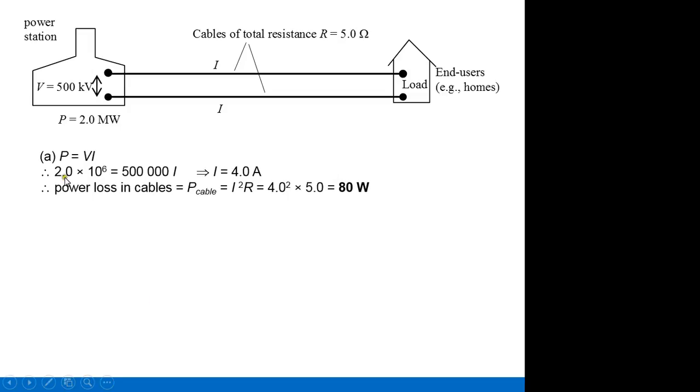Okay. So if this is the power generated, if you step up the voltage, the current will go down. This is the current that will flow from the power station through your home and up again. Once you find the current in the cables, you use I squared R and find 80 watts.